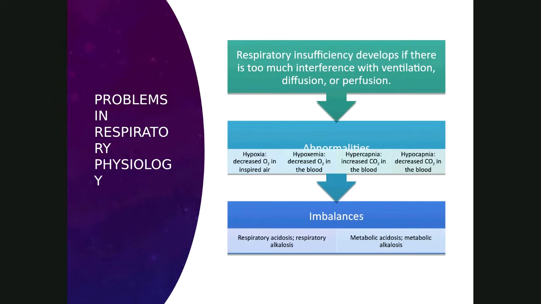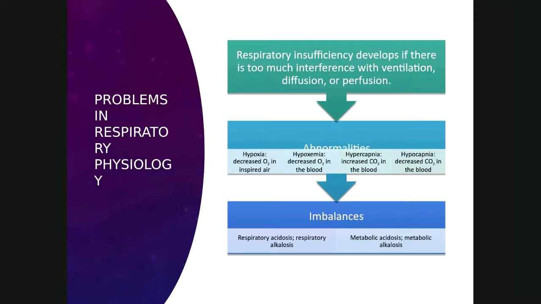We have some abnormalities such as hypoxia, which is decreased oxygen in the inspired air, the air that you're breathing into your body. And then we have hypoxemia. Hypoxia and hypoxemia are interchangeable in some settings, so don't be surprised if you hear them used for one another, but that's decreased oxygen in the blood. Hypercapnia, which is increased CO2 in the blood, and that's carbon dioxide, and hypocapnia is decreased CO2 in the blood. Okay.